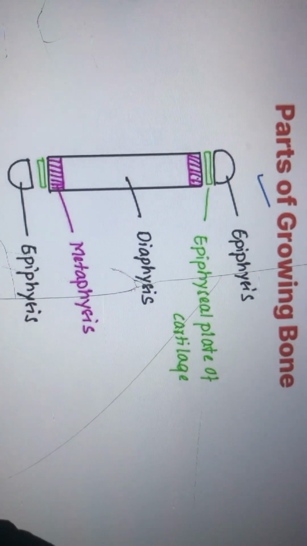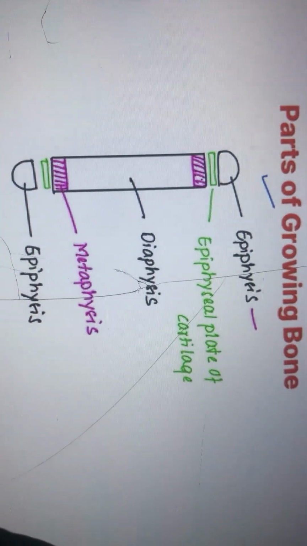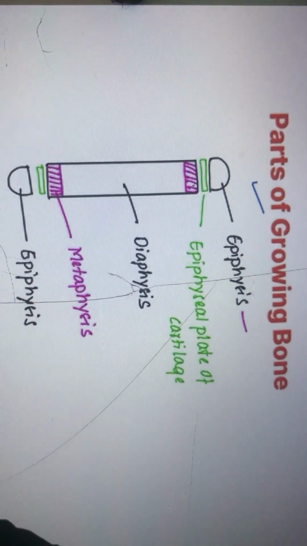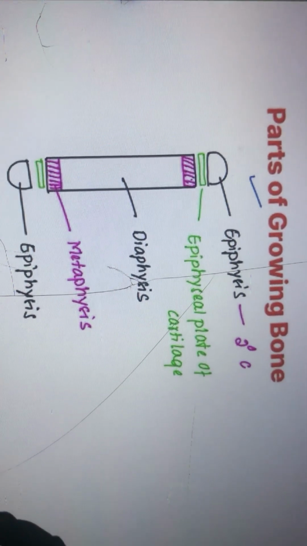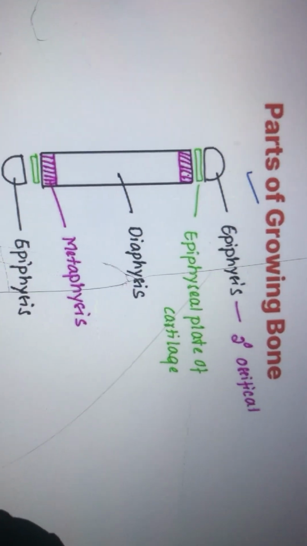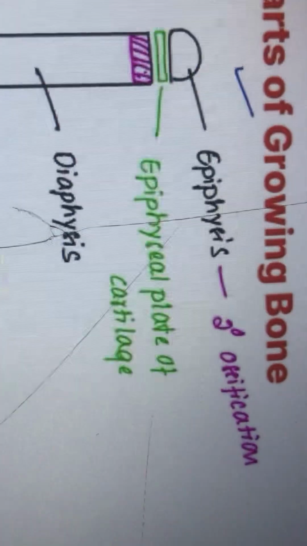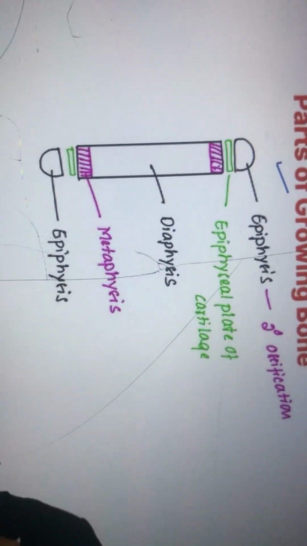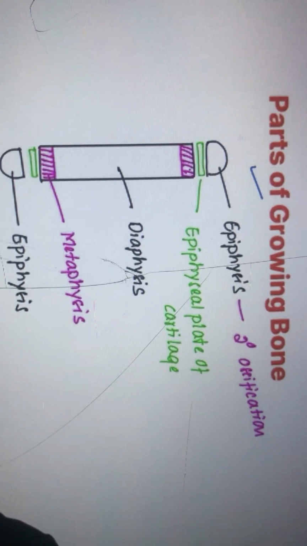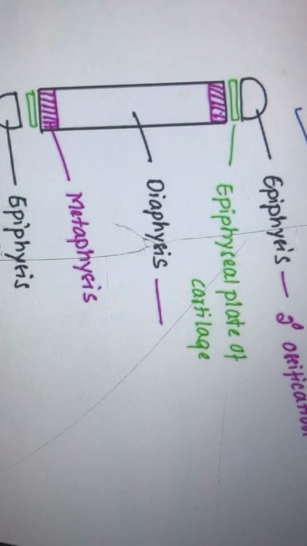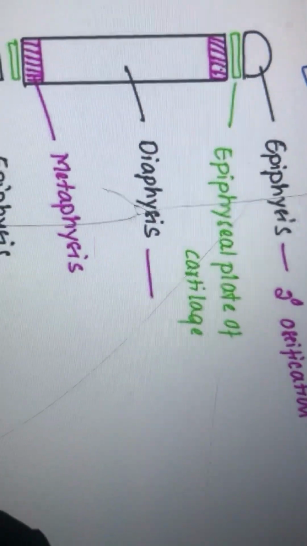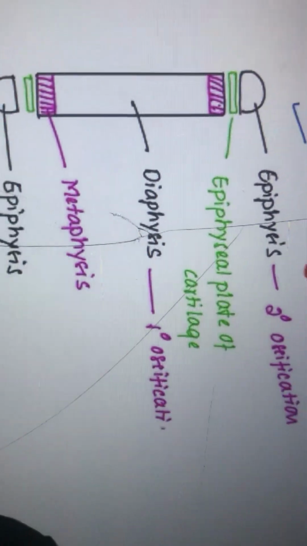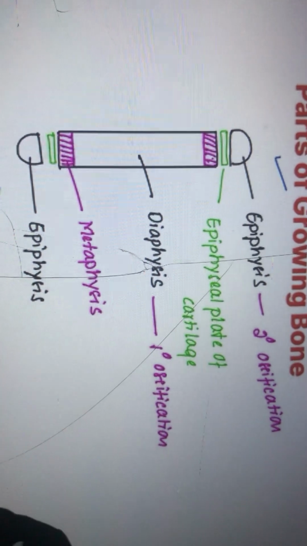First, let's start with the epiphysis. Remember, epiphysis is the ends of the bones and to be more specific, they develop from secondary centers of ossification. So epiphyses are parts of the bones which develop from secondary centers of ossification and they are present more towards the ends of the bones. Then what about diaphysis? Diaphysis forms the middle or the shaft of a growing long bone and this develops from primary center of ossification.